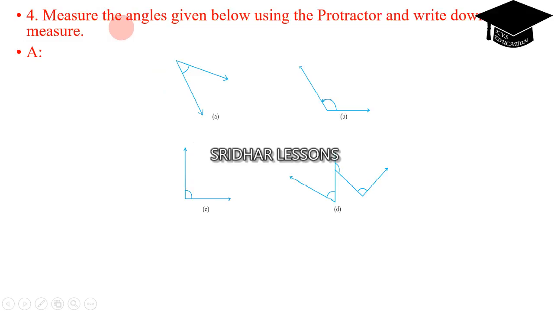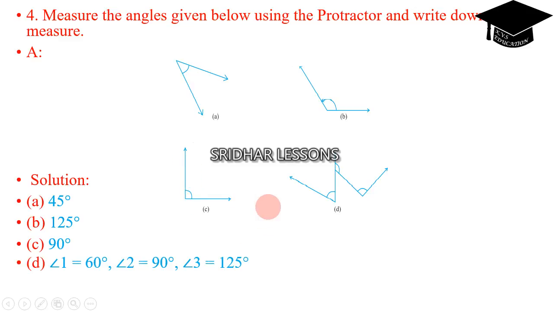Question number 4. Measure the angles given below using a protractor and write down the measure. I have used the protractor to measure picture A. I got 45 degrees. In the previous slides, I have just shown how to use the protractor. For B, it is 125. For C, it is 90 degrees, no need for the protractor. And for D, angle 1 is 60 degrees, angle 2 is 90 degrees, and angle 3 is 125 degrees.